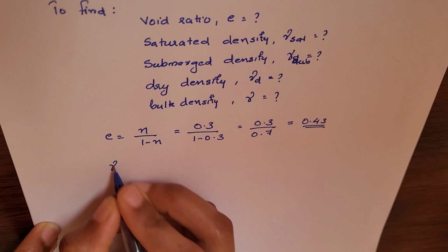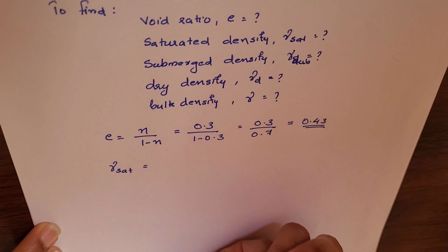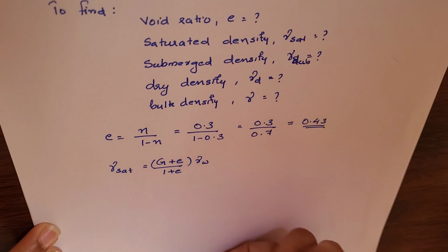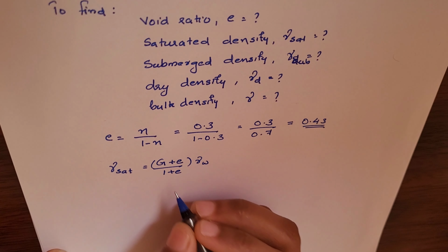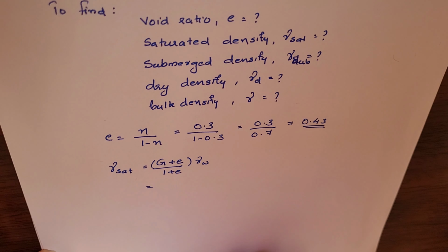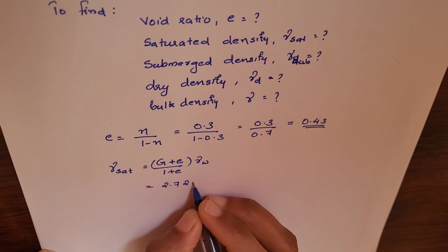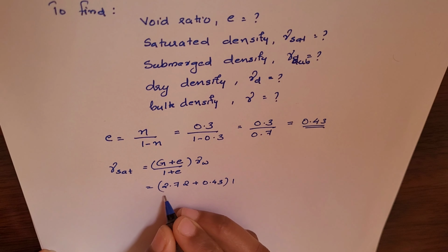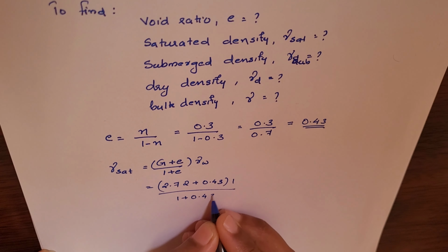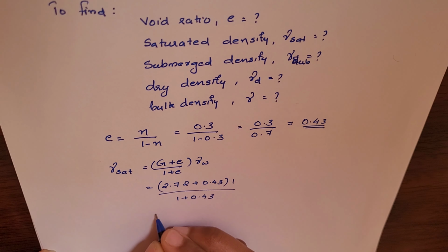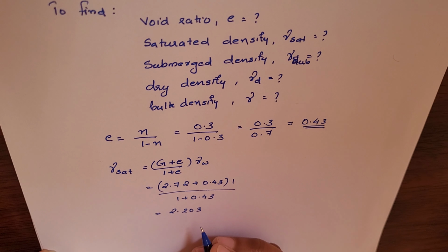Then comes saturated density. Saturated density, gamma saturated, equals (G plus e) by (1 plus e) into gamma w. Here we know the values of G, e and gamma w, so we can easily find gamma saturated. On substituting G as 2.72 plus e as 0.43, into gamma w as 1, upon 1 plus 0.43, we get the value of gamma saturated as 2.203, and its unit is gram per cc.